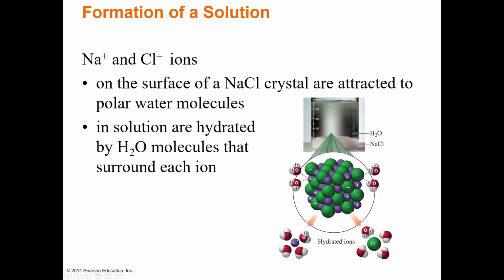And this process is called hydration. So sodium and chloride ions on the surface of the sodium chloride crystal are attracted to the polar water molecules. In solution they are hydrated by water molecules that surround each ion. So all this is based on the negatives attracting the positives. Like that sodium, for example, the purples in the drawing are sodiums, and they are both going to be surrounded by the oxygen ends. Whereas the greens are the chlorides, and the hydrogen ends of the water molecules are going to be facing them. And there it is at the bottom drawn once again. The reds are facing the sodium because the red is the oxygen end. The white ends are facing the chloride because the whites are the hydrogen ends.